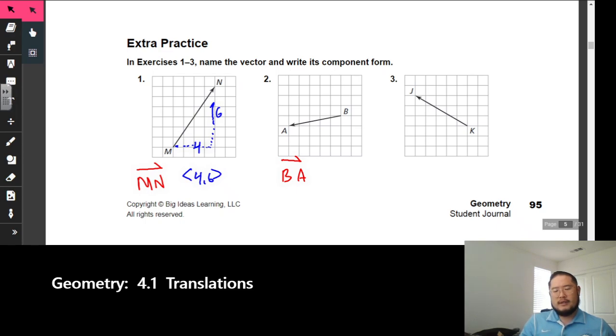So this one, remember, we always want to go horizontally. I'm looking at going 1, 2, 3, 4. Let's try 1, 2, 3, 4, 5. It's going 5 units to the left, so that means it's going -5. And then it went 1 unit down, -1.